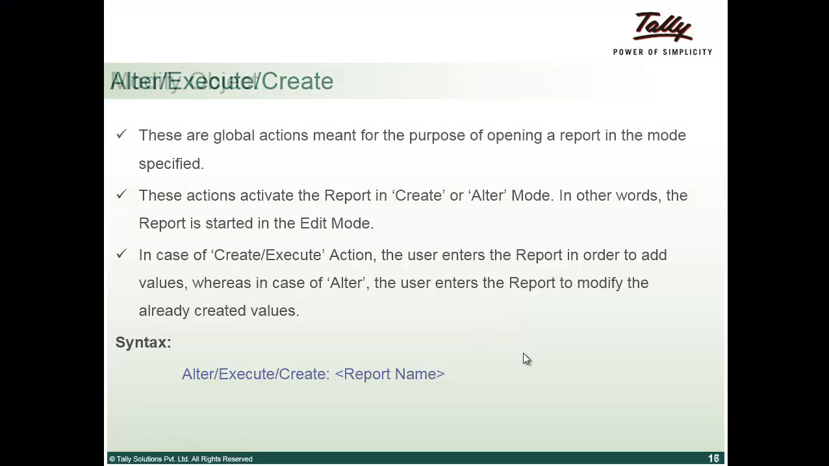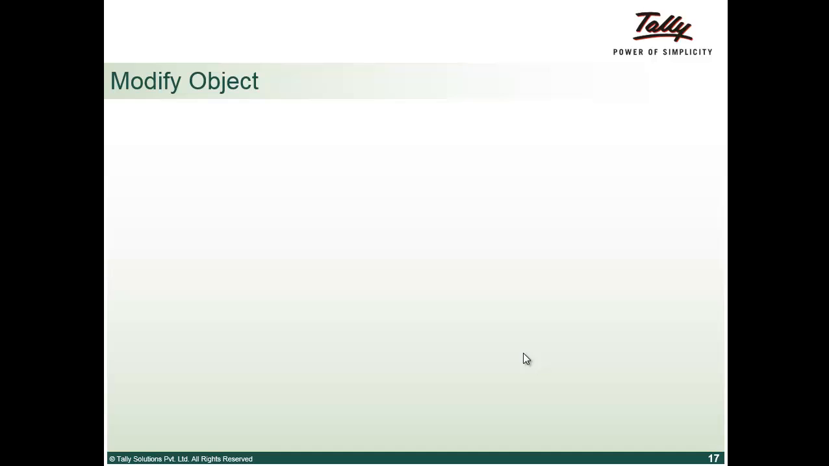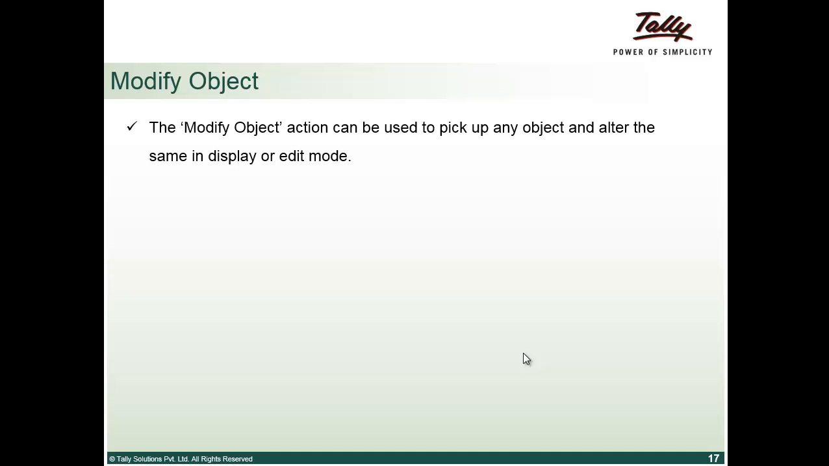So moving on to the next global action. So next global action is modify object. So what does this global action modify object do? So this action is used to pick up any object and it will alter the same in display or edit mode. For example, you want to alter some value of an object.